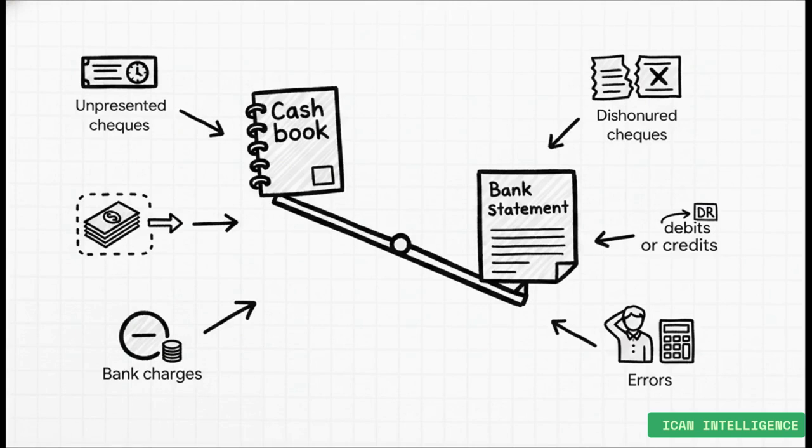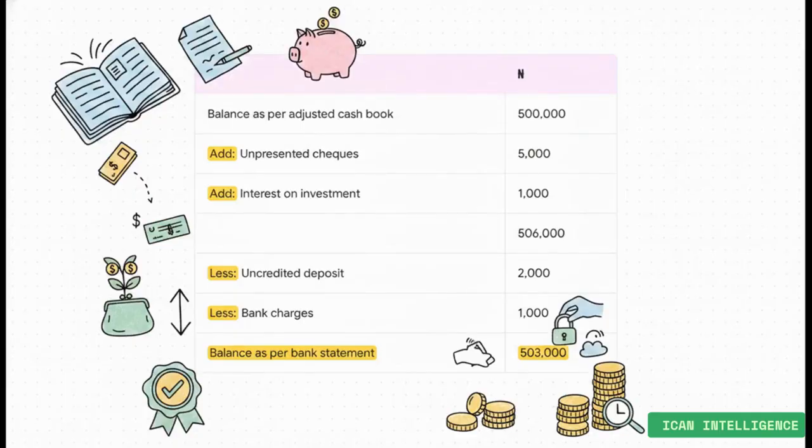Then, direct debits or credits, payments or receipts the bank makes for you based on standing orders. Of course, you have dishonored checks. A check someone gave you has bounced. And finally, you have simple errors, which can be made by you in the cash book or by the bank in the statement. Okay, let's apply this by walking through this example from your study pack.